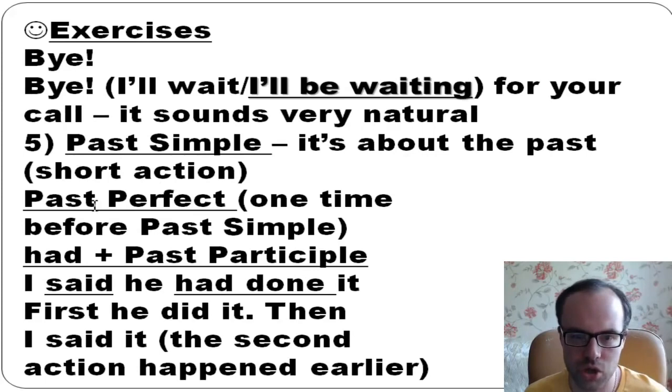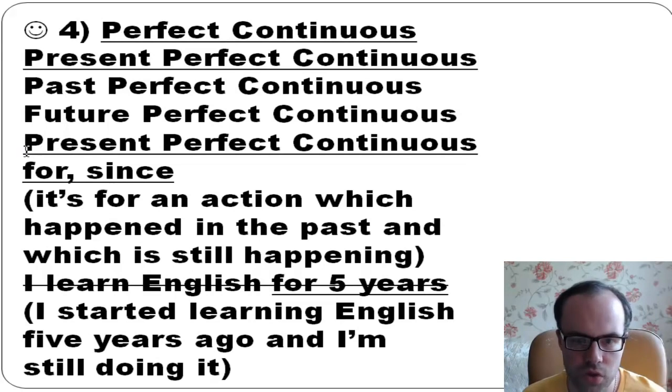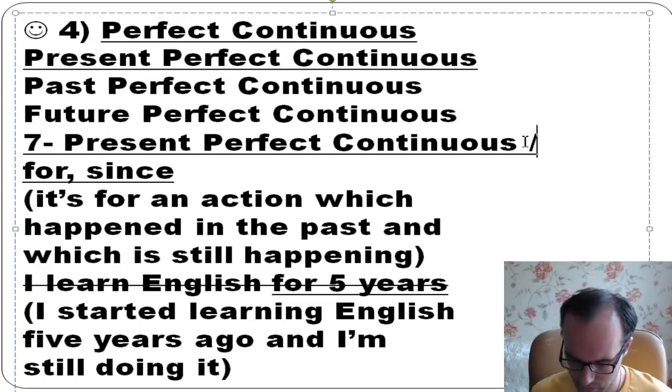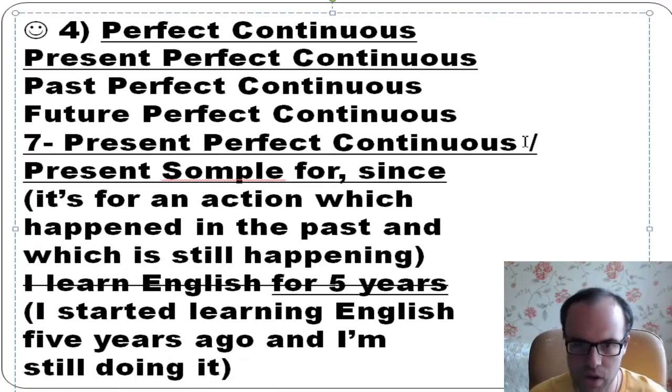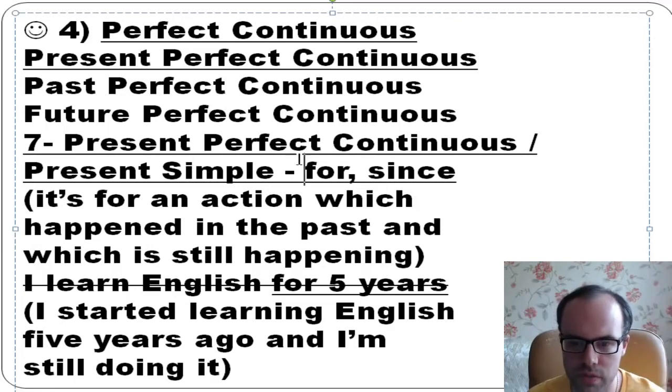So we compared past simple and past perfect, future simple and future perfect. So very good. So it was number 6. Then we talked about present perfect continuous and present simple. Yeah, we talked about it. It's an important thing.